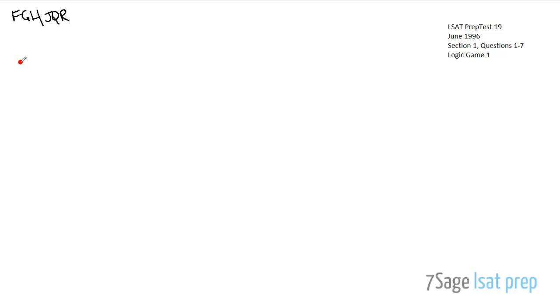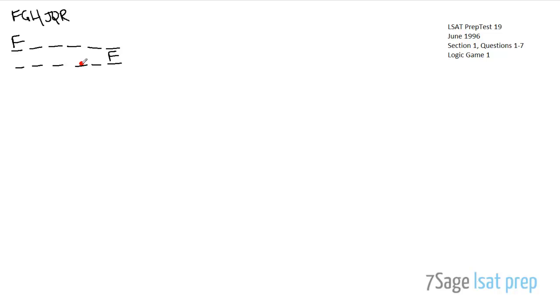So a sequencing game, right? So 1, 2, 3, 4, 5, 6. One factory a day, 6 factories, so we've got to use them all. The schedule for the inspections must conform to the following conditions. First, F is inspected on either day 1 or day 6. So the first rule immediately lets us split it into 2 scenarios. Either F is on day 1 or F is on day 6, right?